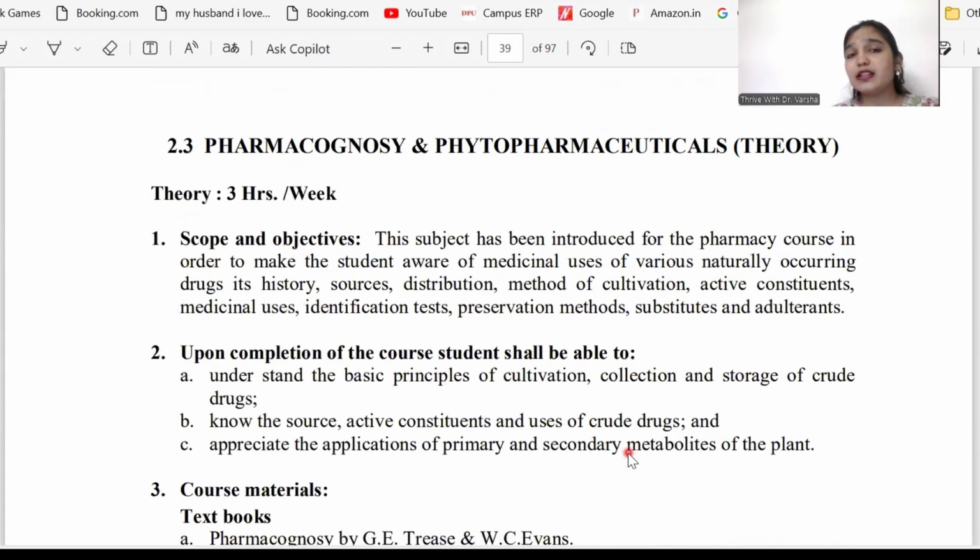Your third subject is pharmacognosy and phytopharmaceuticals. Now this is a very interesting subject. Why will we study this subject? Because this subject has been introduced for the pharmacy course in order to make the student aware of medicinal uses of various naturally occurring drugs, its history, sources, distribution, method of cultivation, active constituents, medicinal uses, identification tests, preservation methods, substitutes and adulterants. You should have the knowledge of this.